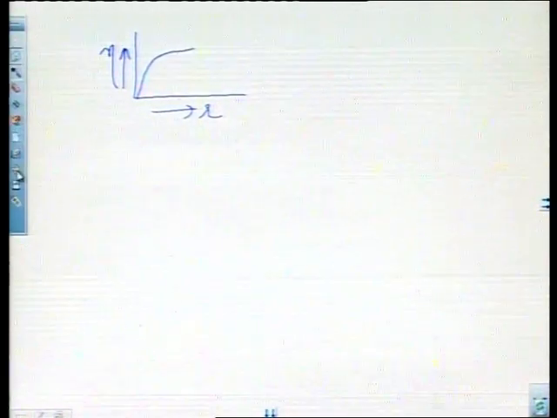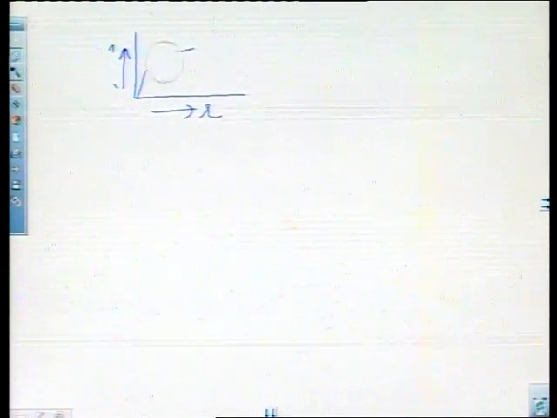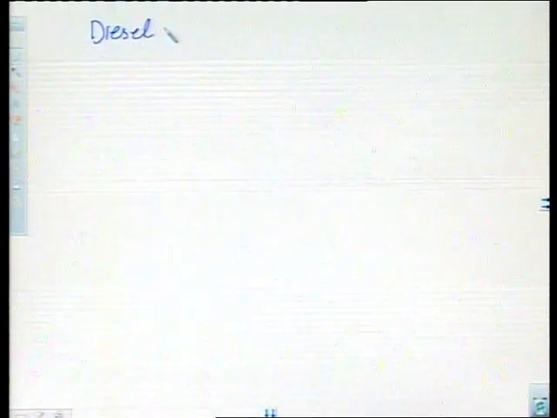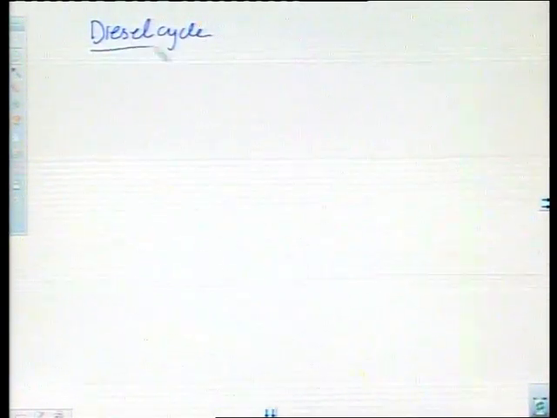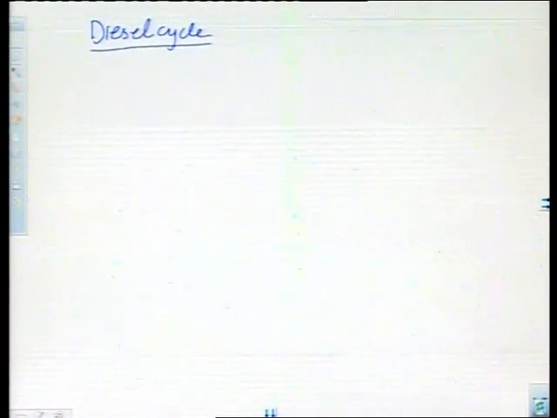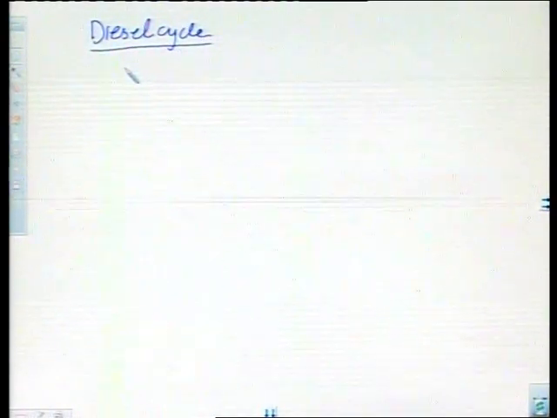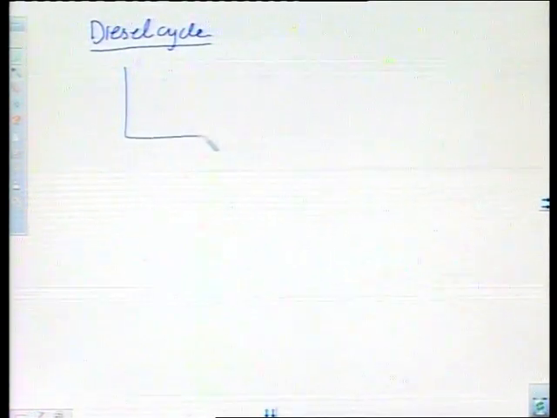Now, I will go to the second cycle, that is diesel cycle. Now, diesel cycle is also called, as the name indicates, it is invented by the scientist Diesel.